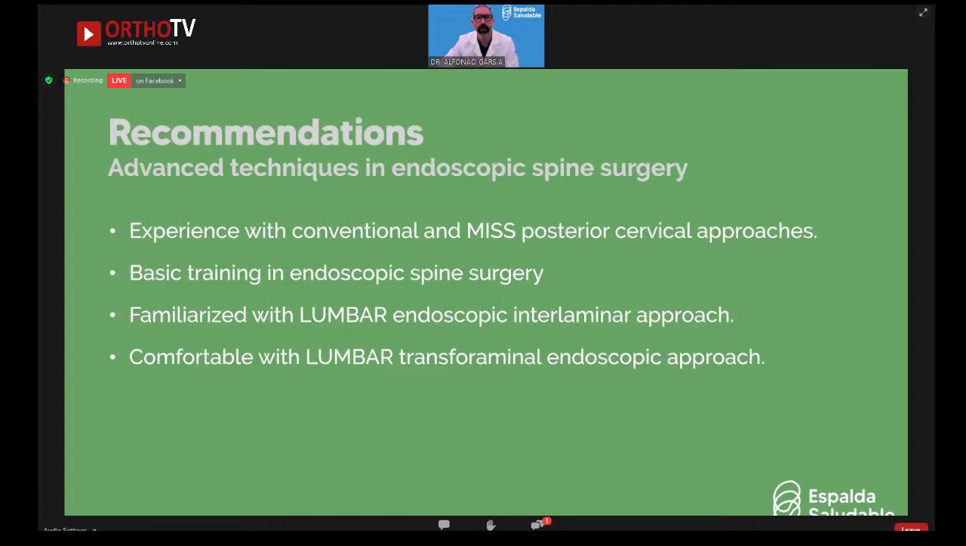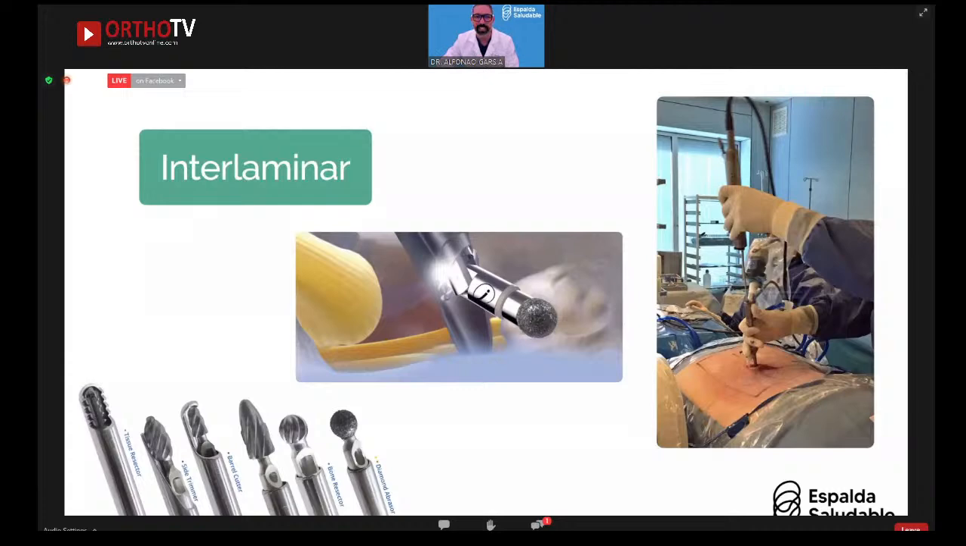So basic training, after having very good experience with conventional and MIS posterior cervical approaches, is mandatory. Also, be familiar with the lumbar endoscopic interlaminar approach. The difference between the interlaminar approach and the transforaminal approach is that in the transforaminal approach, the scope almost stabilizes by itself. You can let go of the scope and it will stand on its own. In the interlaminar approach, the scope is very unstable. So your hands have to be very steady, even in the lumbar spine, but in the cervical spine you have to be more careful than in the lumbar spine. Be familiar with all the drill bits you have available in order to perform a safe procedure.